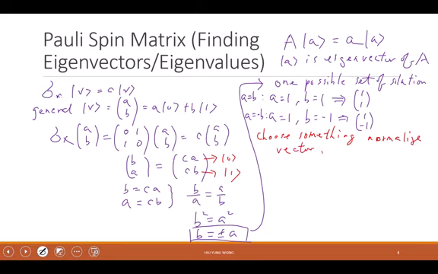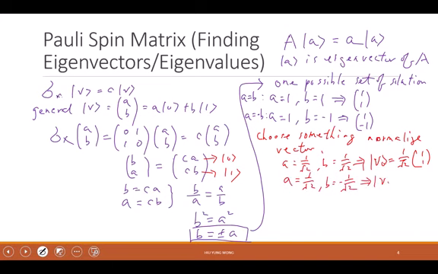So indeed what I need to do is choose a equal to 1 over square root 2, b equal to 1 over square root 2. Then my first eigenvector v0 is going to be equal to 1 over square root 2 times (1, 1). And I will choose a equal to 1 over square root 2 and b equal to negative 1 over square root 2. Then I get my second vector v1 equals 1 over square root 2 times (1, negative 1).